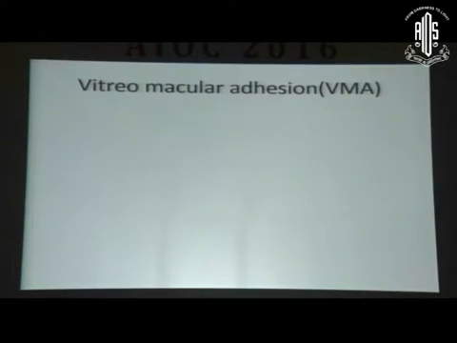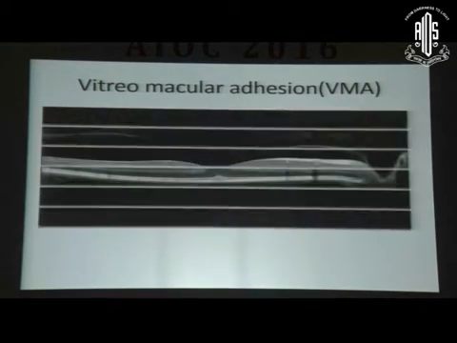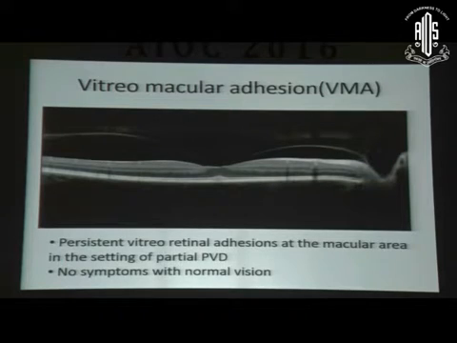So first we'll go to the definition, or what do we mean by vitreomacular adhesion. Vitreomacular adhesion means that there is an attachment of the vitreous at the foveal area and the patient is asymptomatic and the OCT also is normal. So this is known as vitreomacular adhesion.